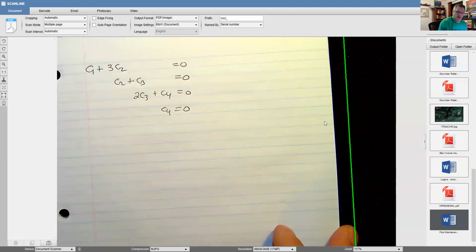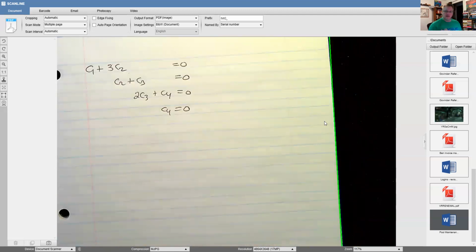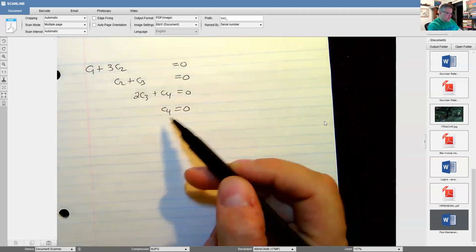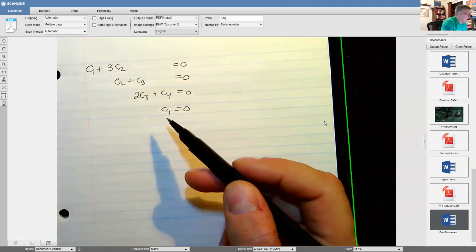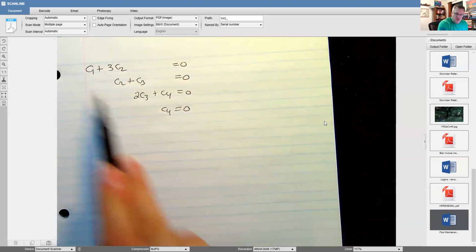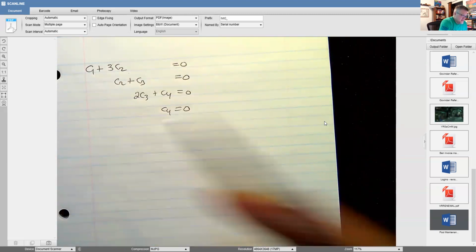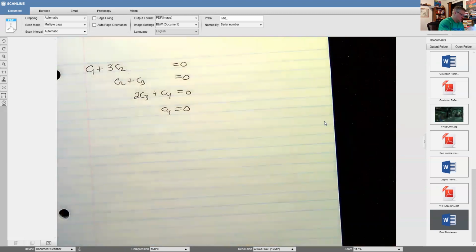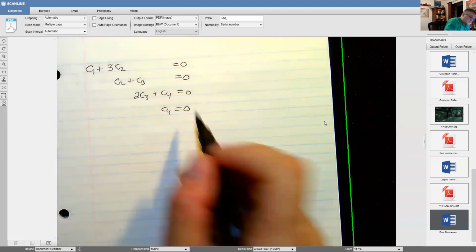A lot of this, sometimes if you write it like I just did before, it's not clear as to what's happening. If you write it in this form, it's a lot easier to see what's going on. I'm not even going to bother changing this over to a system. It's easy to see what the solution is just by back substitution.